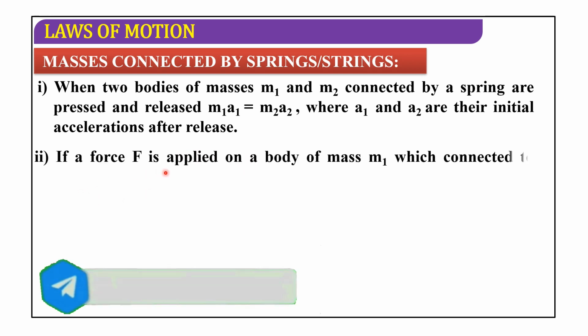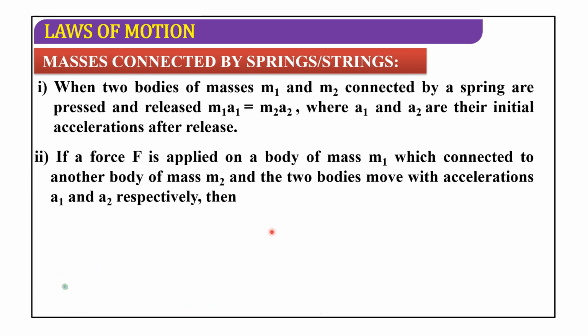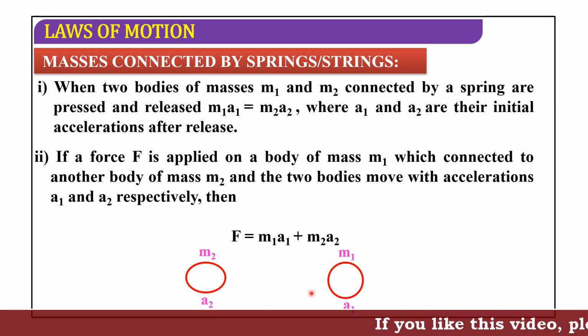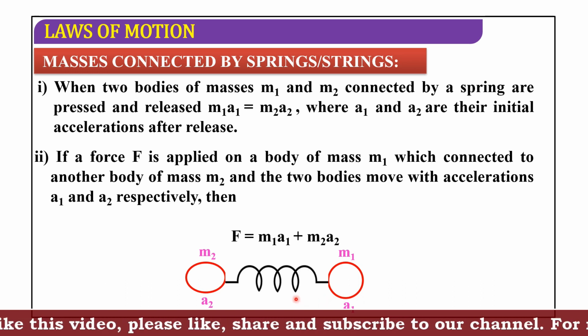If a force F is applied on a body of mass m1 which is connected to another body of mass m2, and the two bodies move with accelerations a1 and a2 respectively, then F is equal to m1a1 plus m2a2. Here we are taking two bodies, one of mass m1 and another of mass m2, with accelerations a1 and a2. These two are connected with the help of a spring.